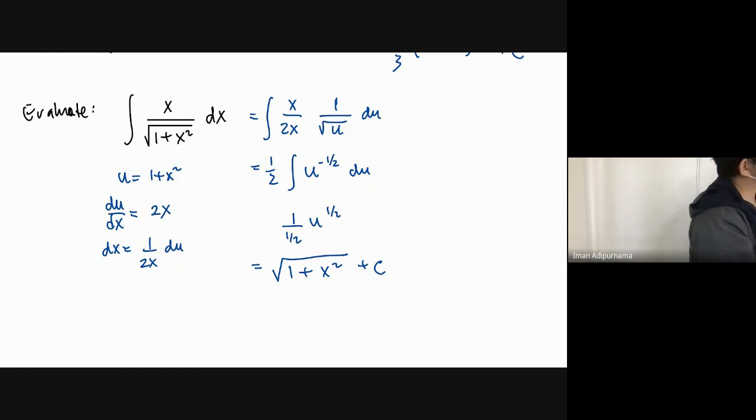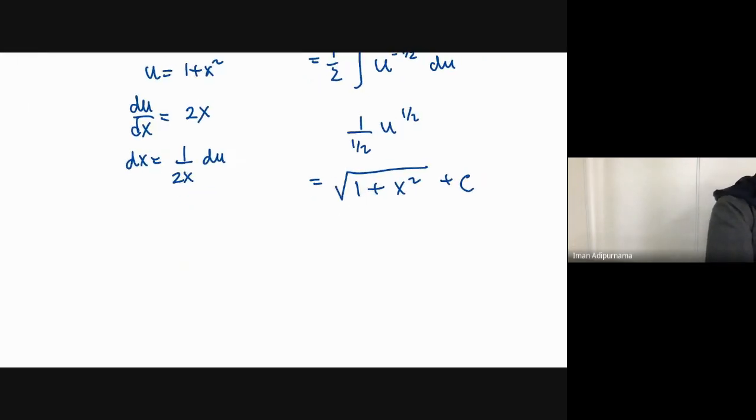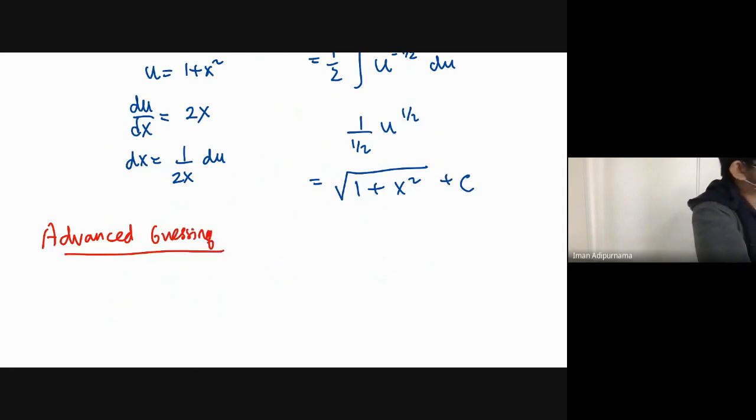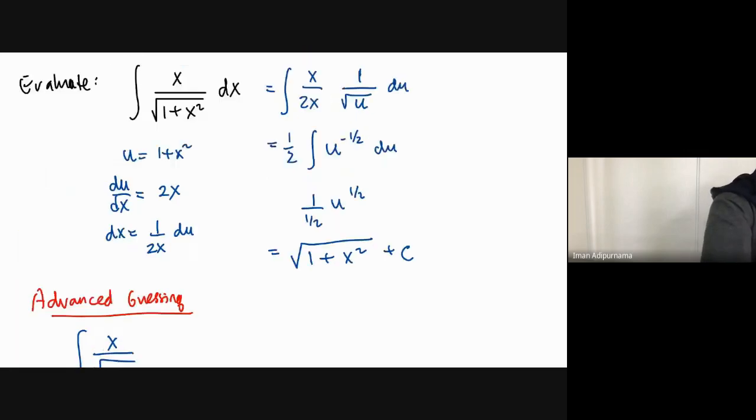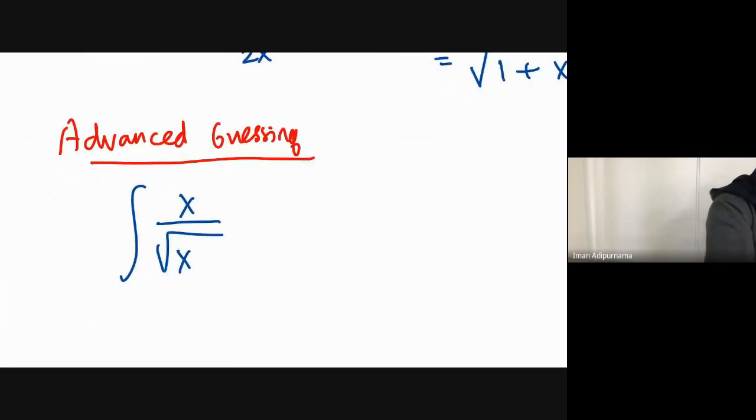Okay, but instead of doing this U substitution, last time I showed you that we can have something called advanced guessing. And sometimes this guessing method is maybe more powerful than U substitutions. For example, the question is asking this: the integral of x over square root of 1 plus x squared dx.